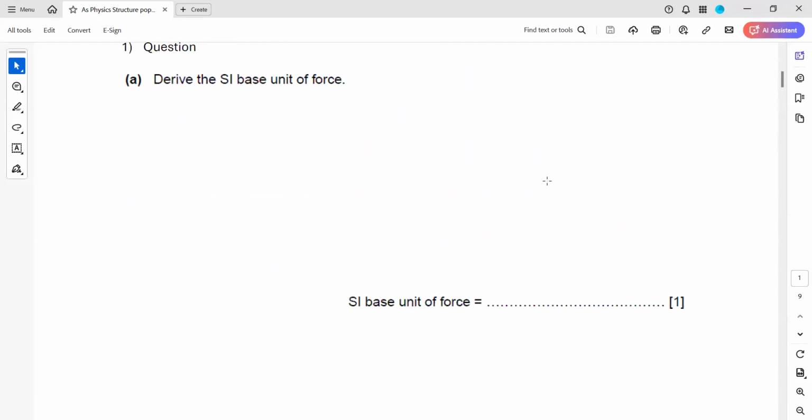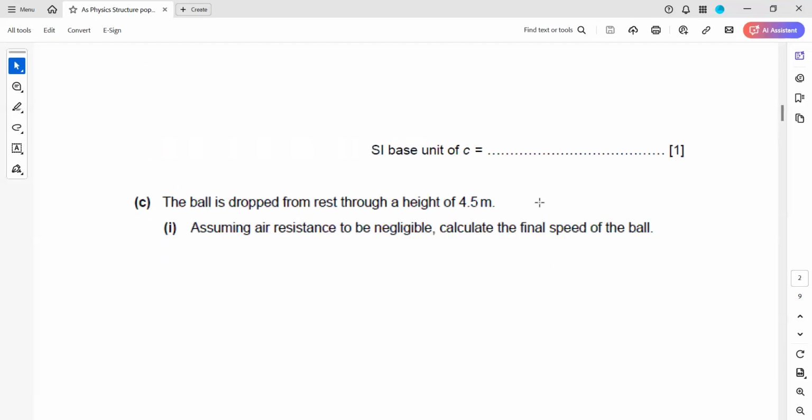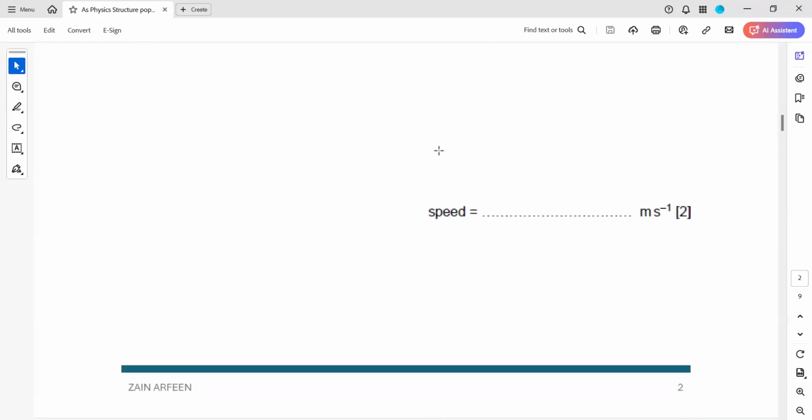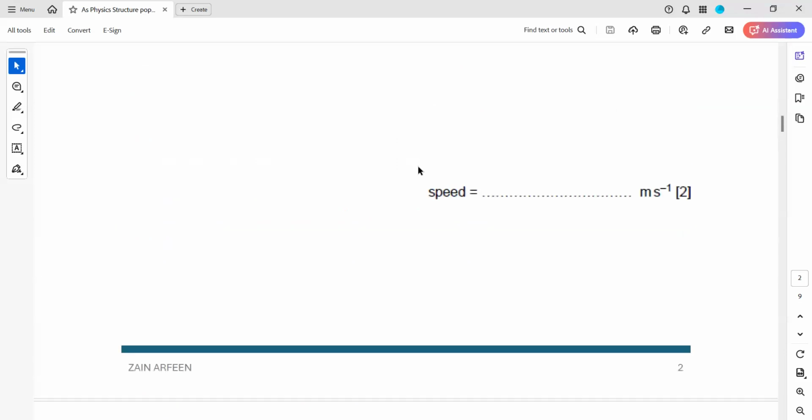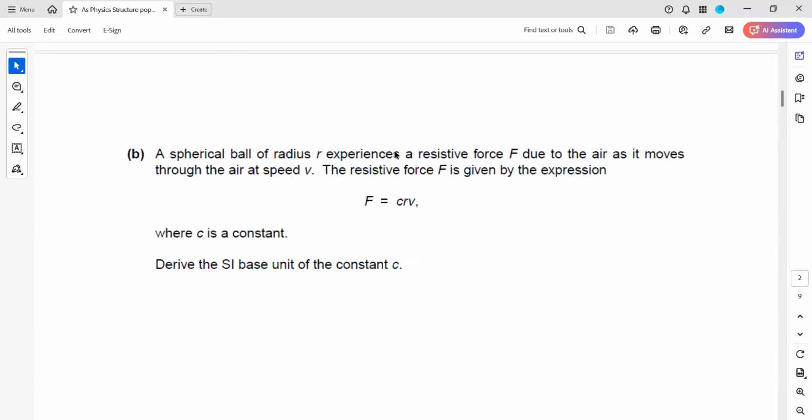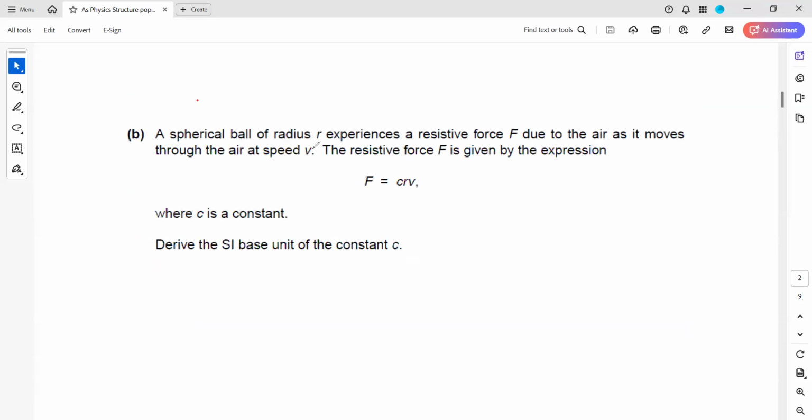The assumption made in part 1 is that there is no air resistance, or that it is not losing any energy. So what we will do: the spherical ball of radius r experiences a resistive force as it moves through the air with a velocity v, and the resistive force is given by this expression. So we can use this expression to work out the resistive force.